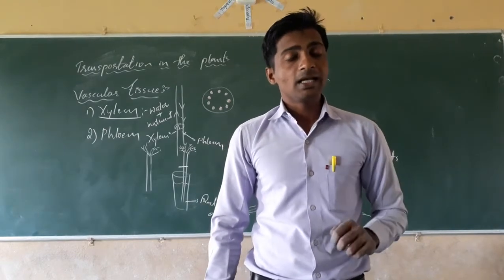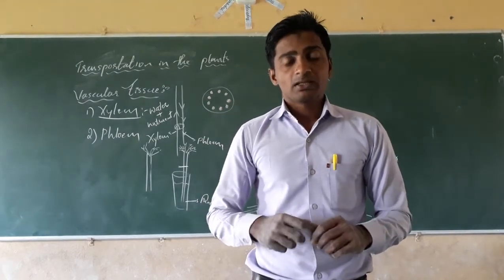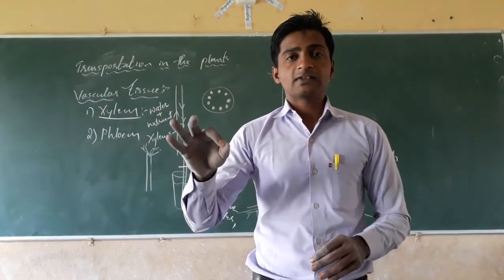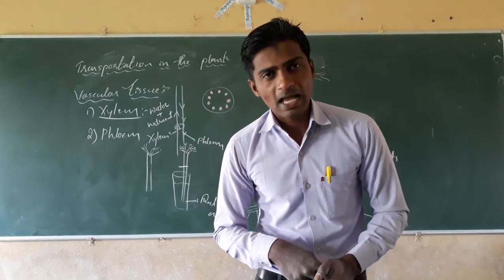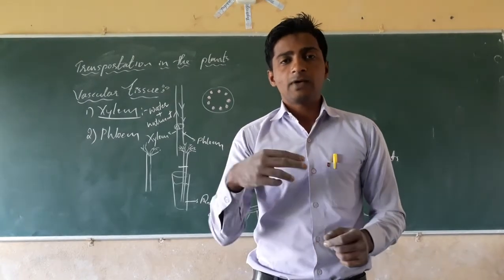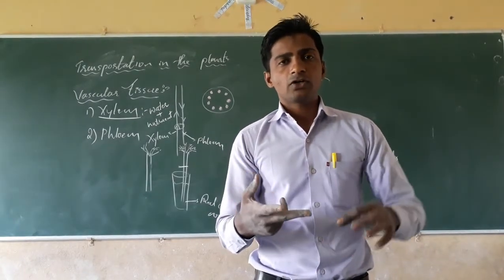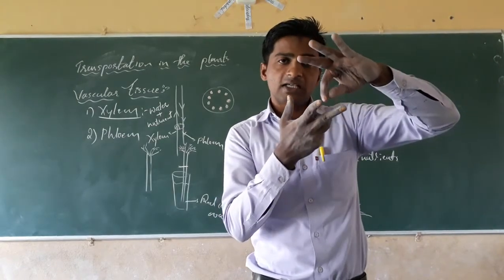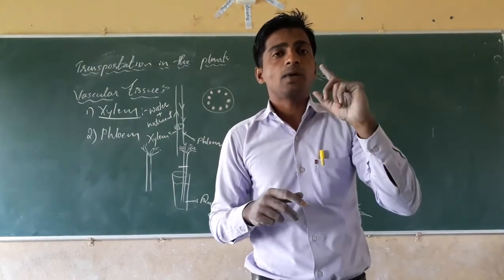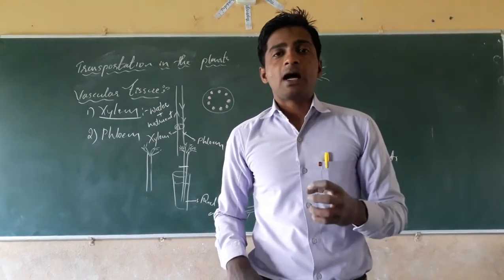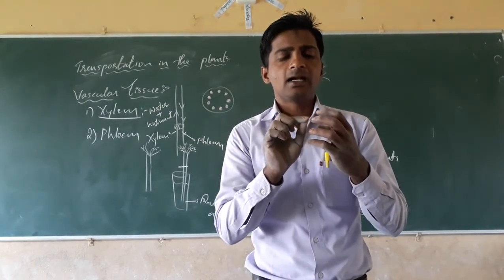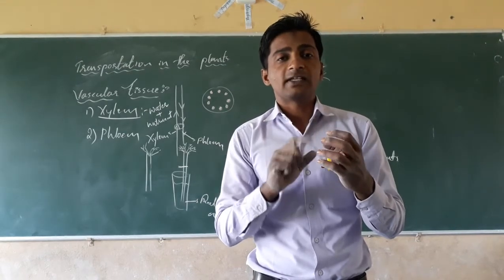Add the red ink. Next, stir it well. Then after this, we have to take the cut stem part and put it in the glass. After 1 or 2 hours, we have to take the stem and cut it from the middle, and observe the transverse section of the stem. We will find the red dots in the stem.